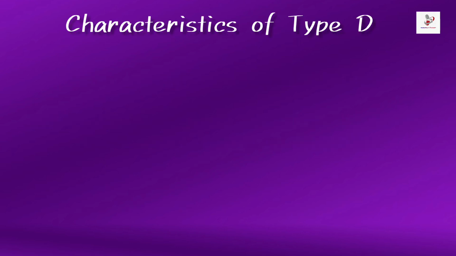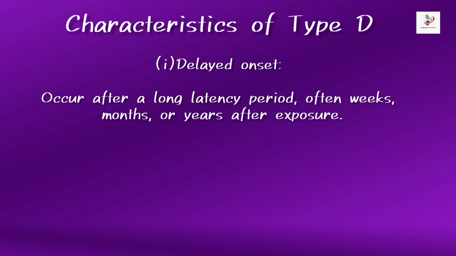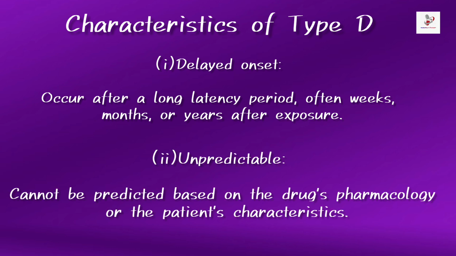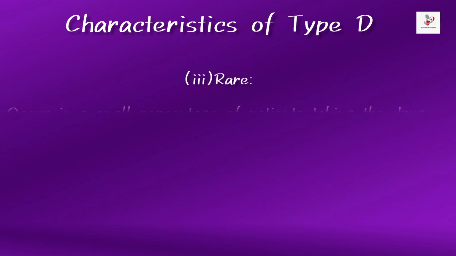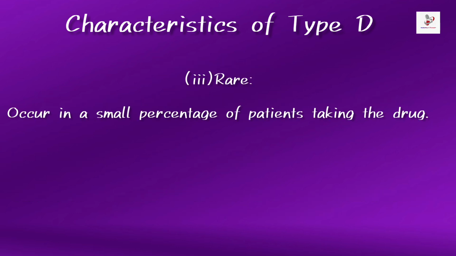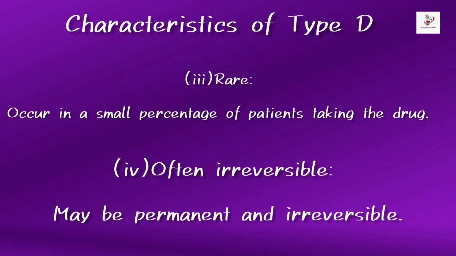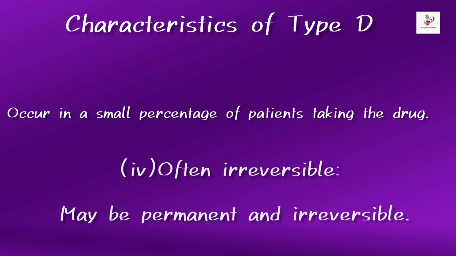So the characteristics of type D reactions are: delayed onset, occurs after long latency periods, often weeks, months or years after the exposure. Second one is unpredictable. It cannot be predicted based upon the drug pharmacology or the patient characteristics. Rare. It occurs in a very small percentage of the patients taking the drugs. Often irreversible. It may be permanent and irreversible during the taking of the medication.